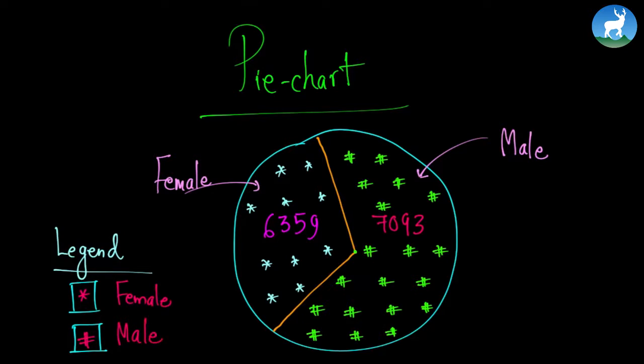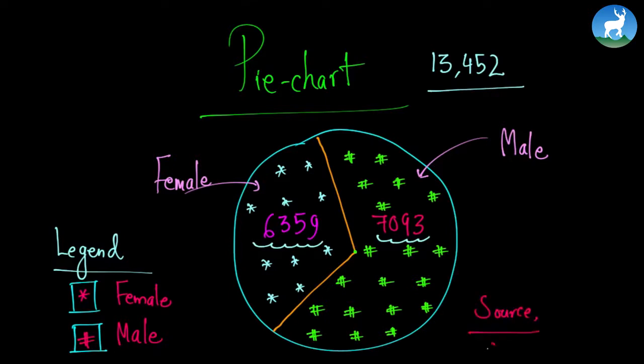So out of the total population, what is the total population? The total population is 13,452, and out of that 7,093 people were male while 6,359 people were female. The source of this information is Central Bureau of Statistics 2011.